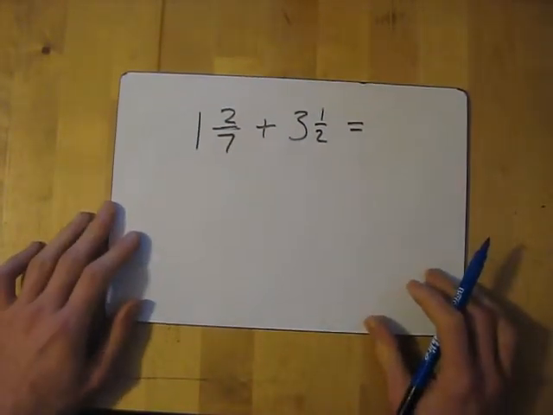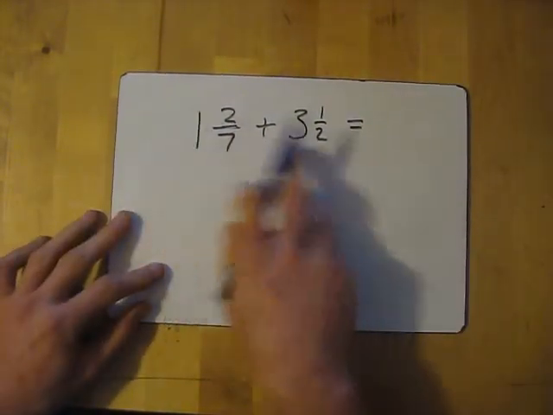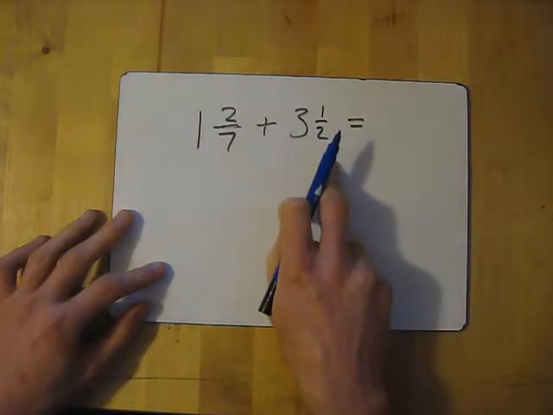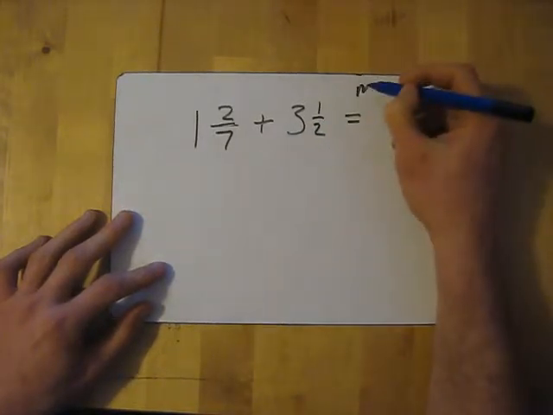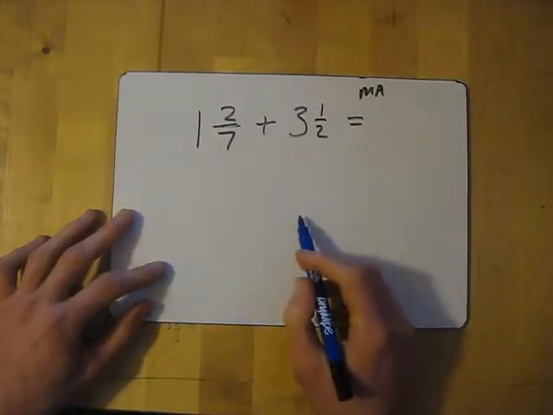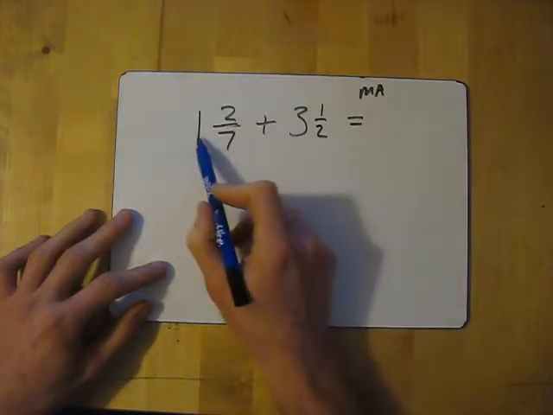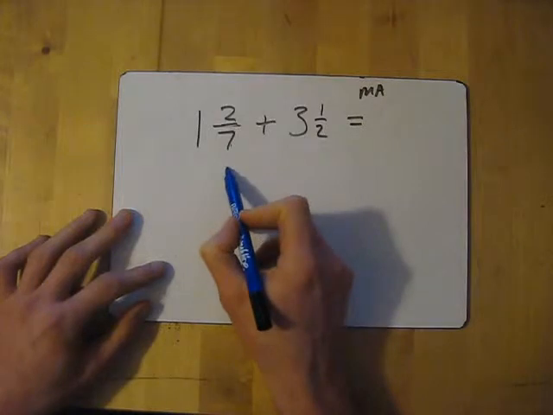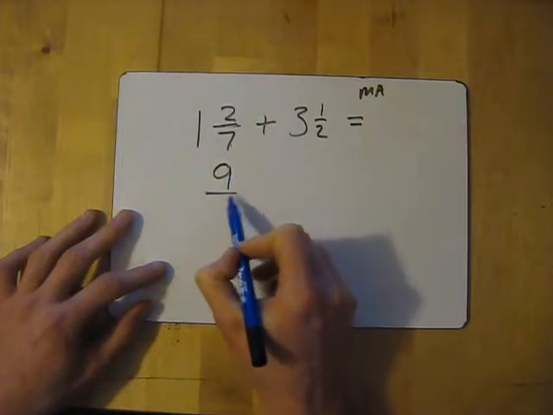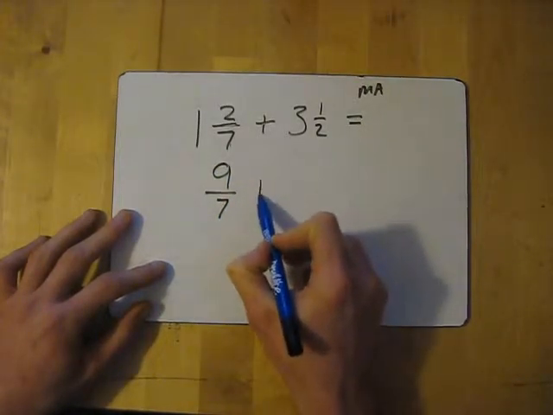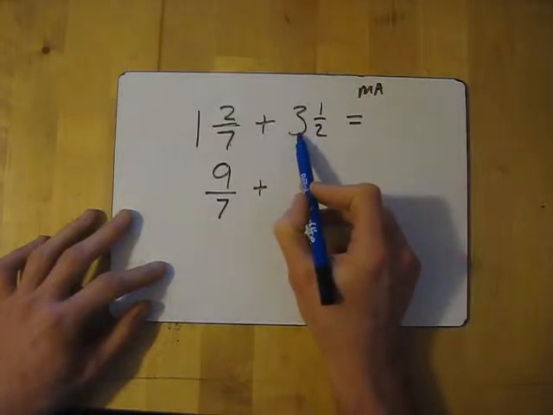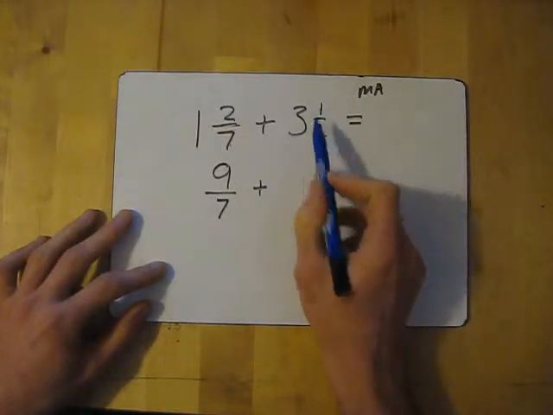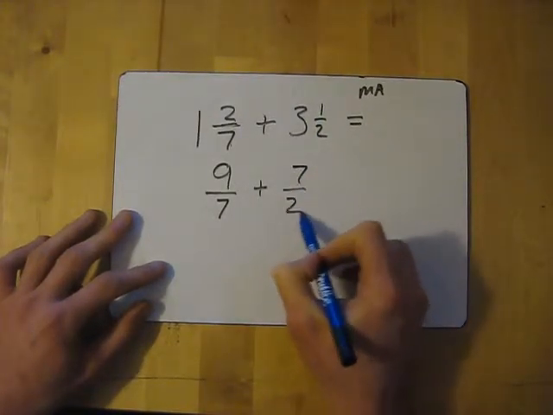1 2/7 add 3 1/2. Again, convert them both, the mixed numbers, into improper fractions. Mixed, ma, we ask her for help. So multiply and add. So multiply 1 times 7, which is 7. Then add the 2, gives me 9. So it's 9/7. Then multiply 3 times 2, which is 6. Add 1 is 7. 7/2.